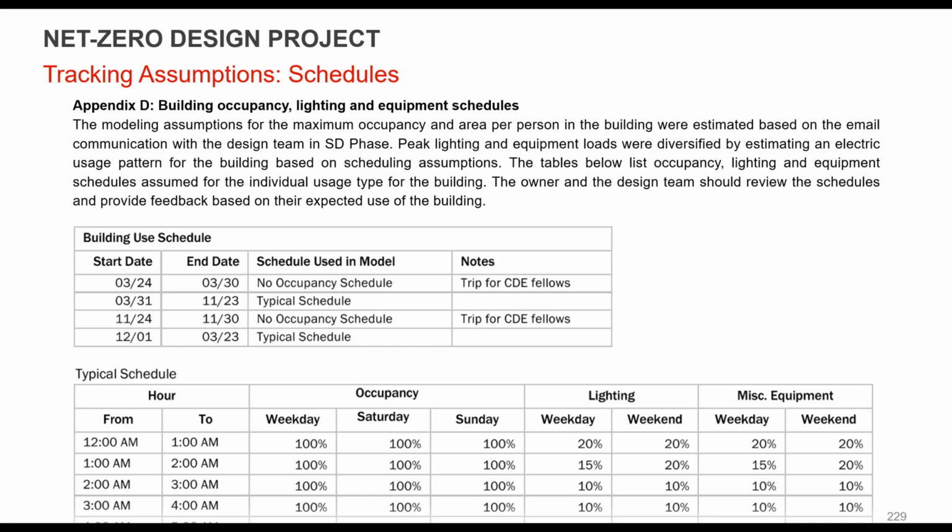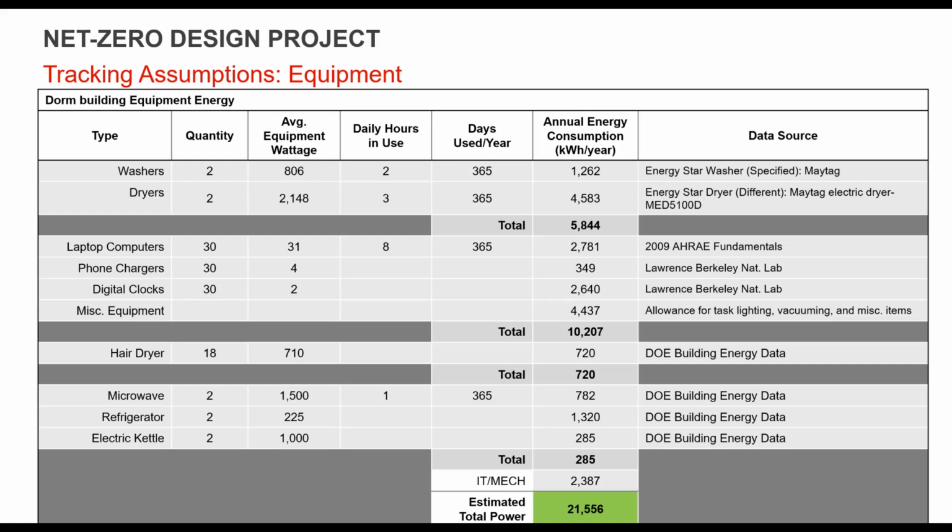There are dates when there's nobody in the building or very few people, and then they have occupancy again. So you can see how that would vary. They also show the schedules are basically 100% occupancy throughout the day, but much lower lighting and equipment levels for those particular cases. So this is an example of trying to track some of the assumptions.